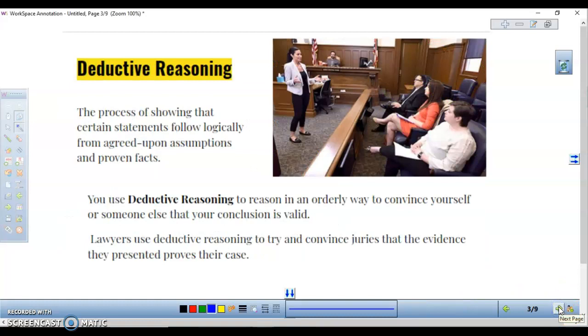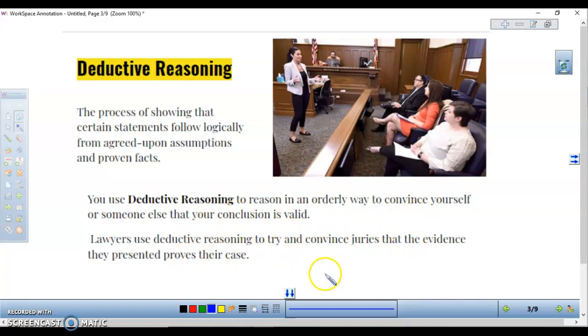So what is deductive reasoning? Deductive reasoning is the process of showing that certain statements follow logically from agreed upon assumptions and proven facts. So essentially, you're just using facts and agreed upon statements to create some sort of logical argument. Okay? You use deductive reasoning in an orderly way to convince yourself or someone else that your conclusion is valid. Like a lawyer, great example. They use deductive reasoning all the time to try to convince juries that the evidence they presented proves their case.